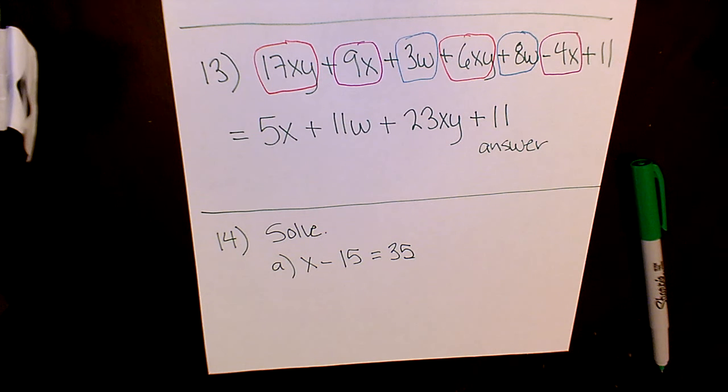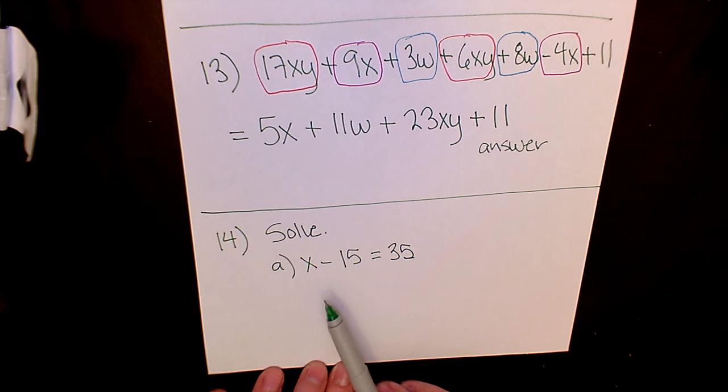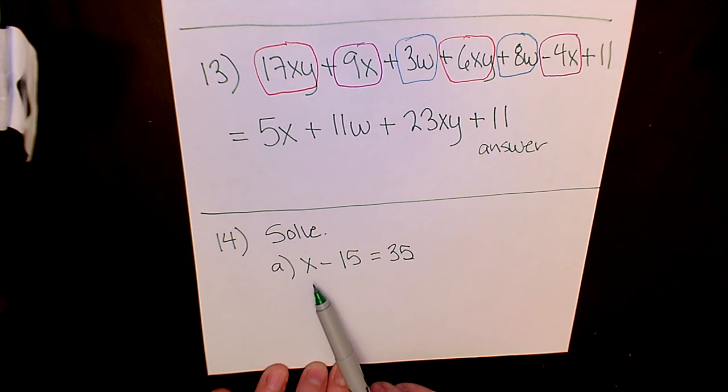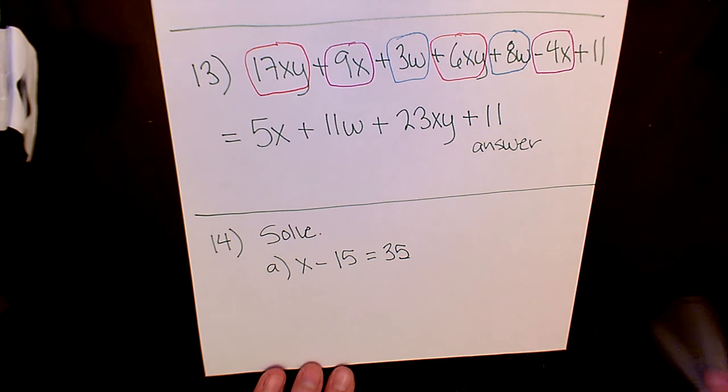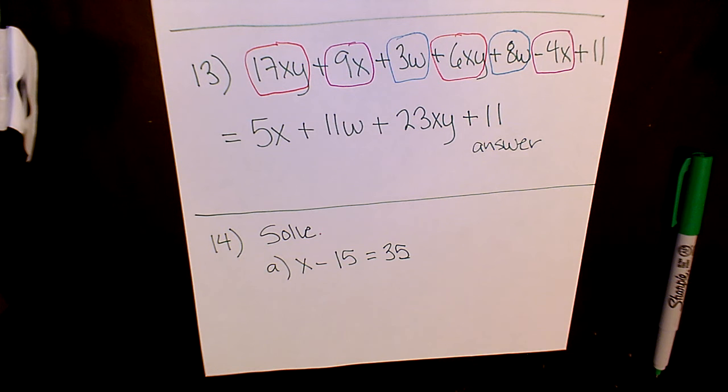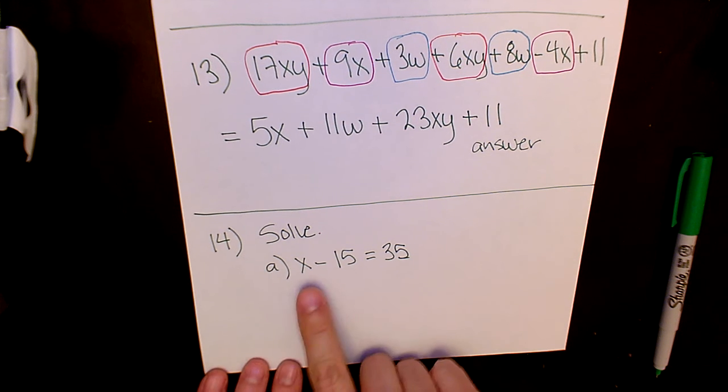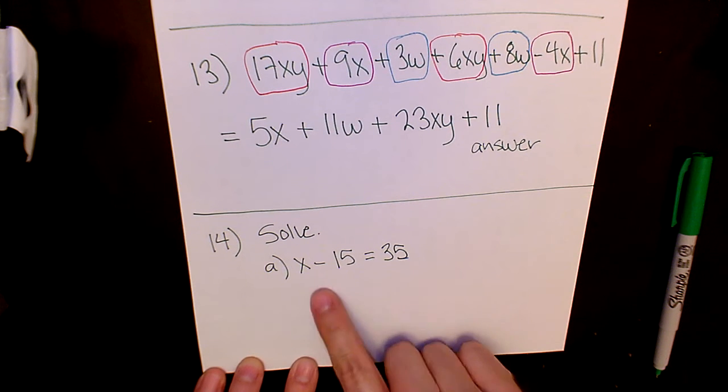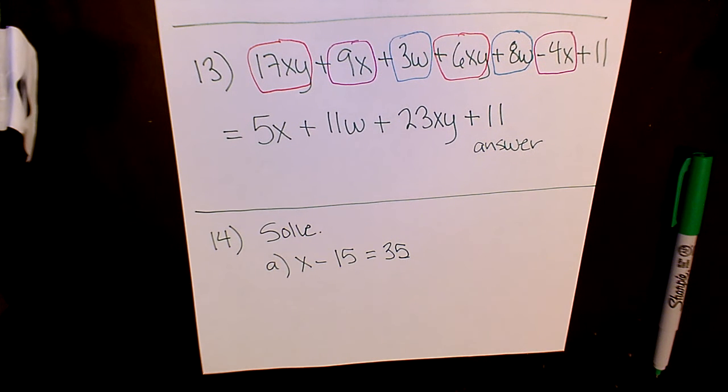So I'm on 14, which is on the bottom of page 3. And I want to solve. I want to know what x is. X is some number. When I minus 15, I'm going to get 35. So do we remember from chapter 2 what we need to do here?